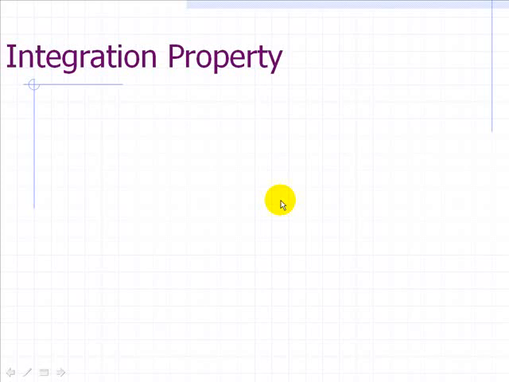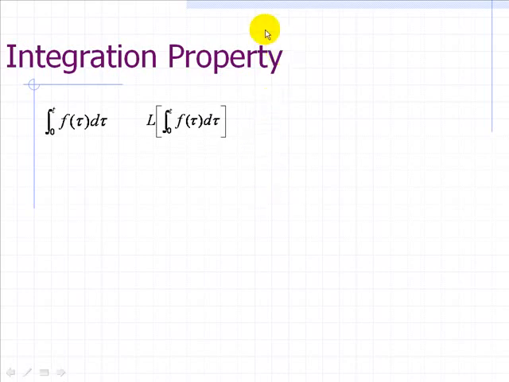Let's see what the integration property looks like in the frequency domain. Okay, so here we have the integral of f of tau d tau, and we want to see what this operation looks like in the frequency domain. Applying our definition of the Laplace transform, L, to this integral expression, we substitute the definition of the Laplace transform from 0 to infinity, e to the minus st dt.